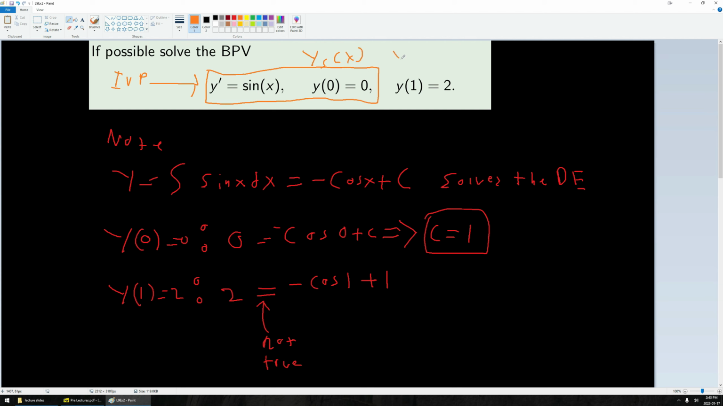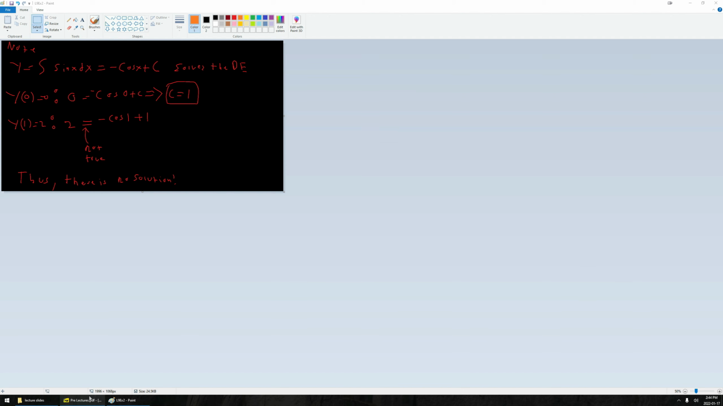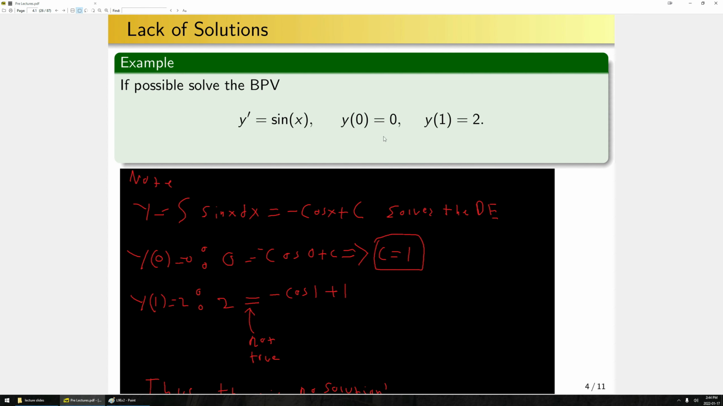Thus, unless it so happens to be the case that y_s(1) is equal to 2, the boundary value problem will not have a solution, right? So here, you really need this 2 to be equal to y_s(1), where y_s is a solution to that, for this question to have a solution, okay? So it is not possible to solve this boundary value problem.